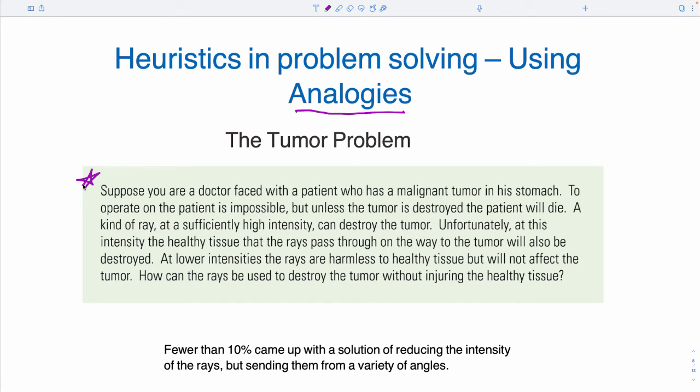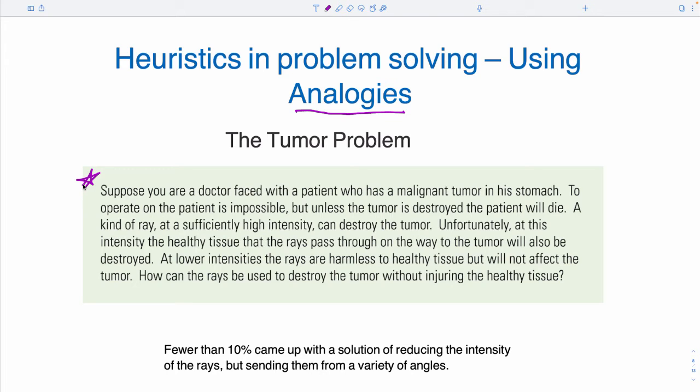So suppose you're a doctor faced with a patient who has a malignant tumor in his stomach. To operate on the patient is impossible, but unless the tumor is destroyed, the patient will die. A kind of ray at a sufficiently high intensity can destroy the tumor. Unfortunately, at this intensity, the healthy tissue that the rays pass through on the way to the tumor will also be destroyed. At lower intensities, the rays are harmless to healthy tissue, but will not affect the tumor. How can the rays be used to destroy the tumor without injuring the healthy tissue?